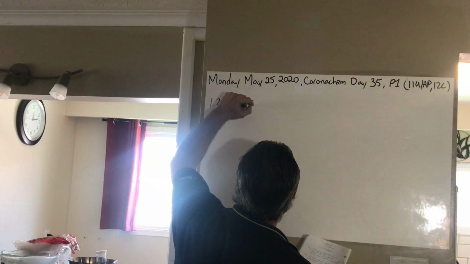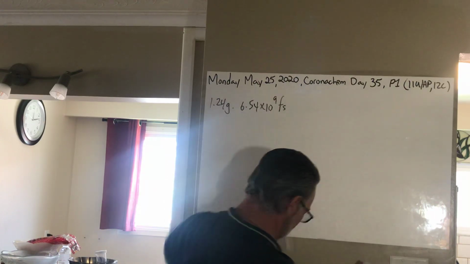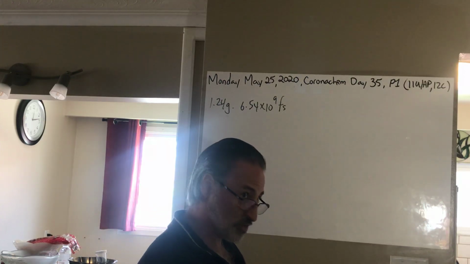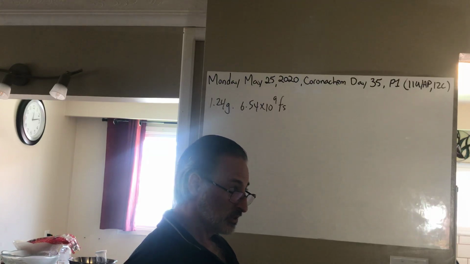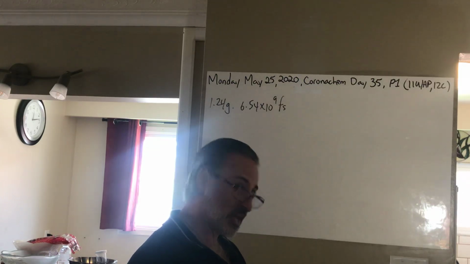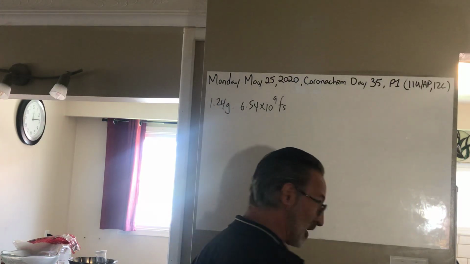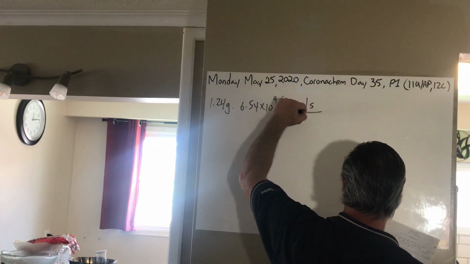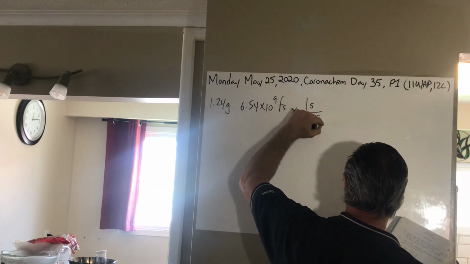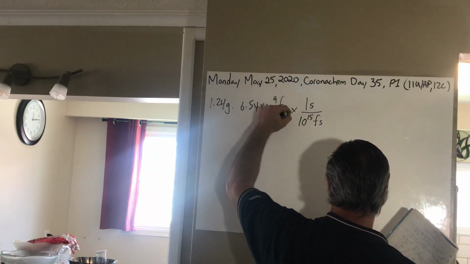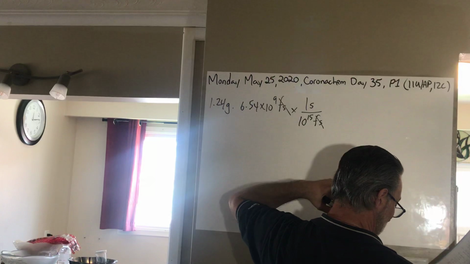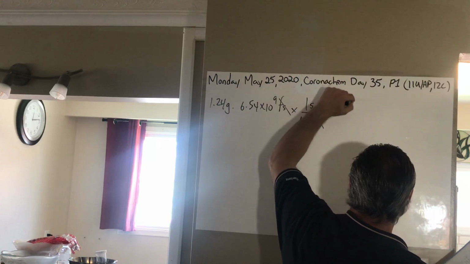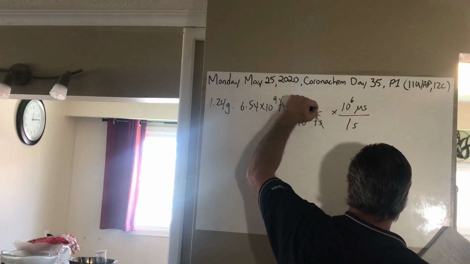6.54 times 10 to the 9 femtoseconds, and they want you to convert it into microseconds. I don't know the conversion factor from femto to micro, so I'm going to go back to seconds, and then from seconds back to microseconds. I know it's a bit roundabout, but I find it's the safest way to do it if you're not sure. So 1 second per 10 to the 15 femtoseconds. That allows me to get rid of femtoseconds. And then 10 to the 6 microseconds per 1 second allows me to cancel seconds.